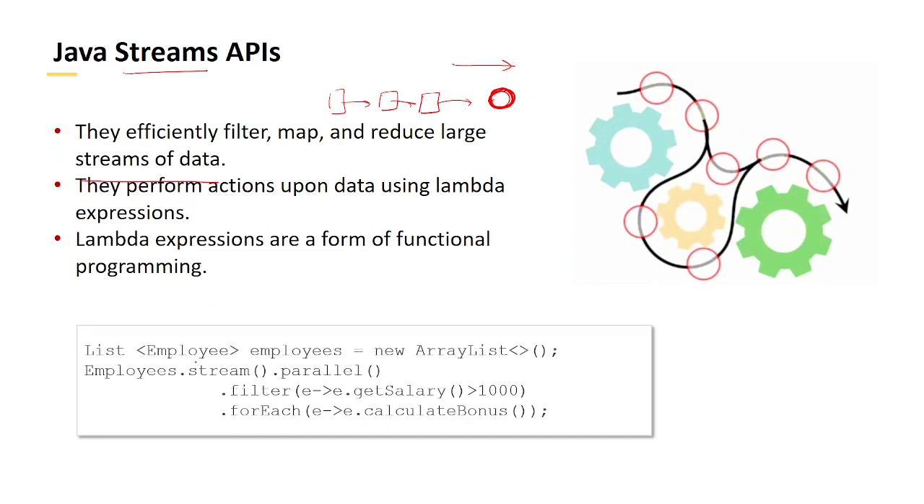What we are doing is we just focus on this particular statement. Here we are making an array list of employees, and then we are filtering the stream data such that the salary of the employee is greater than 1000, and for all those employees whose salary is greater than 1000, we are calculating the bonus. You can understand this is happening in parallel.